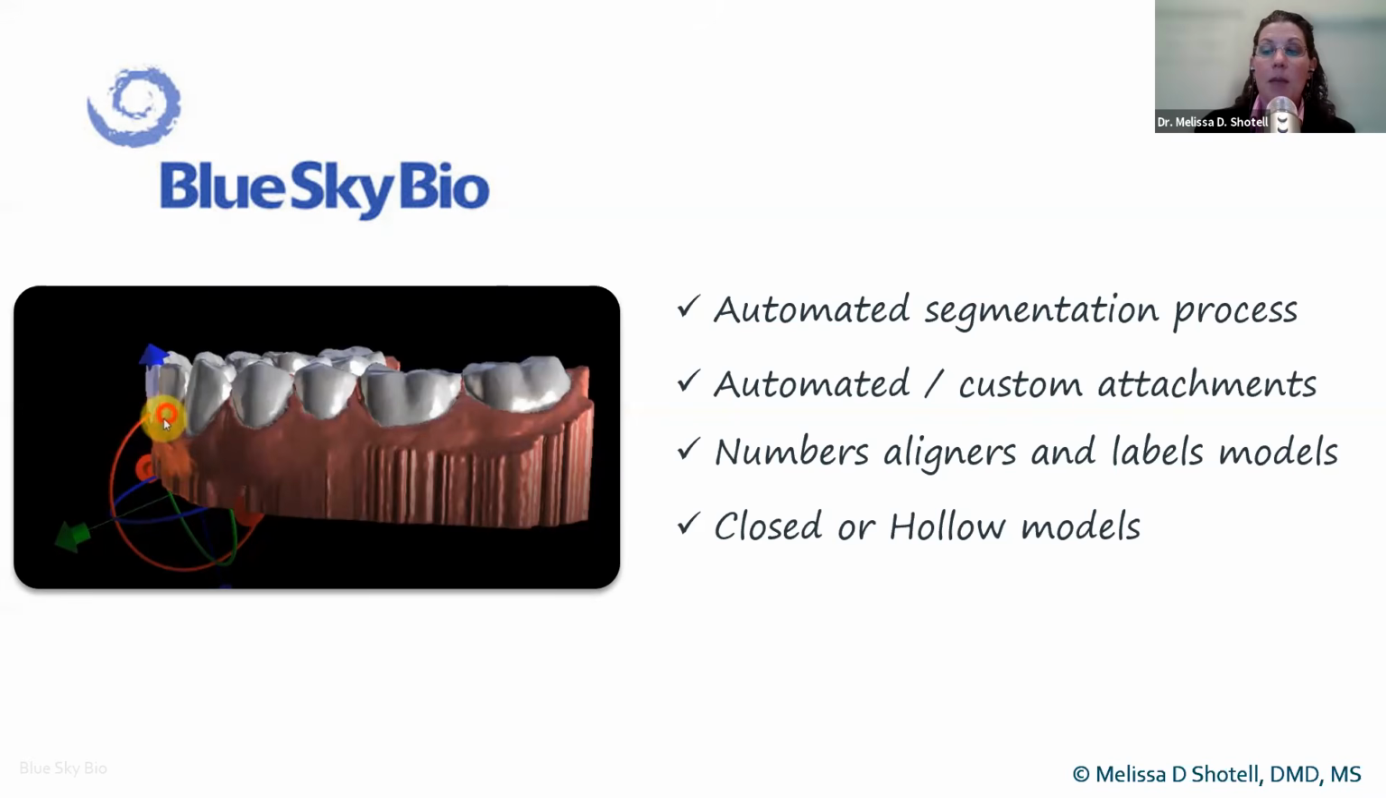The numbers and the patient's names and a unique label can be placed on each of the models. And you can select whether you want to have open models that are hollow or a closed solid model. You can also print both vertically and horizontally. And we'll go over some of these in the demonstrations of the software.